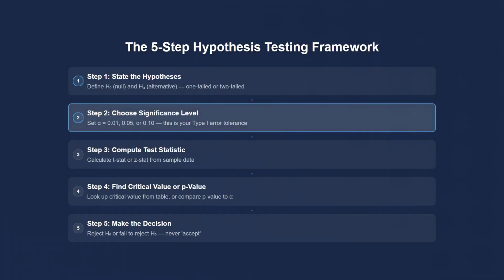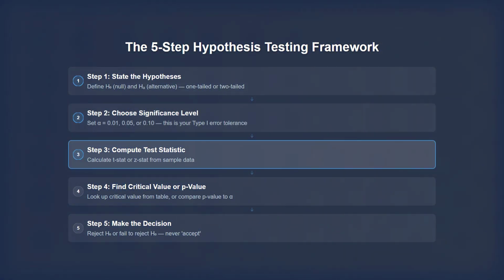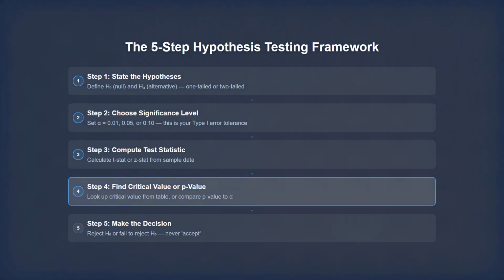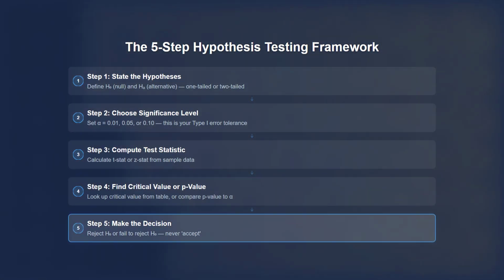Step 1, state the hypotheses. Step 2, choose the significance level. Step 3, compute the test statistic. Step 4, find the critical value or p-value. Step 5, make the decision. Every hypothesis testing question on your exam maps to one of these 5 steps. Memorize this sequence cold. It is your universal template.